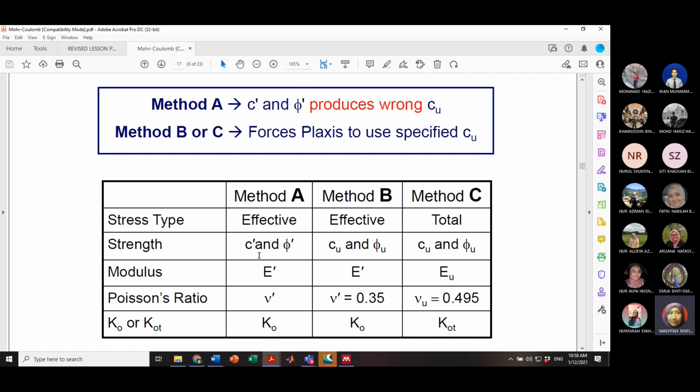So kat sini comparison for the stress type, method A, B adalah effective tapi method C dia menggunakan total. Kalau untuk strength, yang ni yang kita boleh highlightkan lah the comparison close here to here. Strength untuk method A dia menggunakan effective, method B dia menggunakan undrained. So modulus sama untuk method A, B dan juga C dia menggunakan undrained modulus. Poisson ratio is the effective nu.